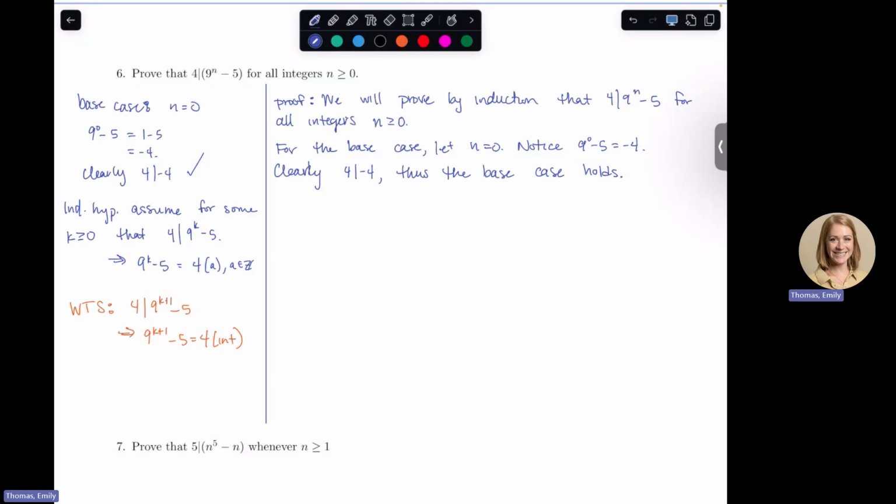That's trash. Okay. Clearly, 4 divides 4, so the base case holds. Thank you for letting me have a moment to wake up. I feel better now. Hope you do too.